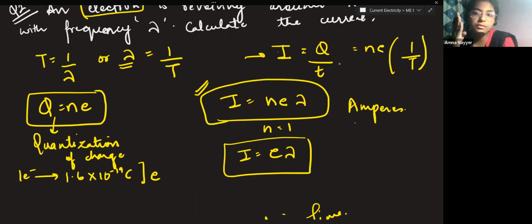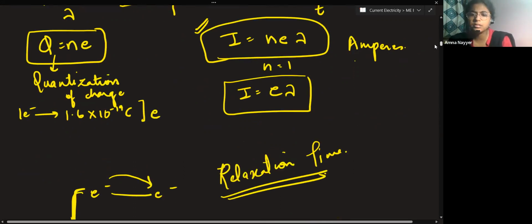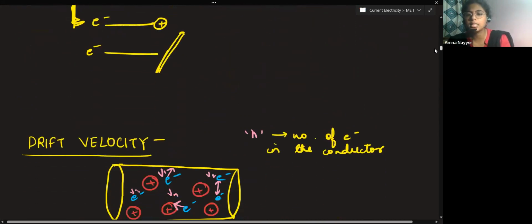The SI unit of charge is coulomb, time is seconds. So, 1 coulomb divided by 1 second gives you 1 ampere, that is your current. In brief, right now, I could just tell you this much only. You can see the recorded video lecture and see it in detail.